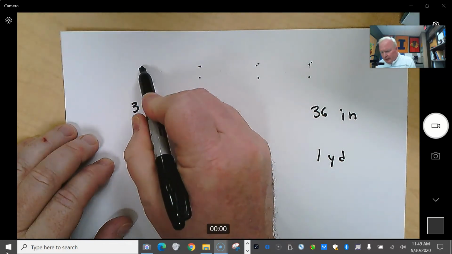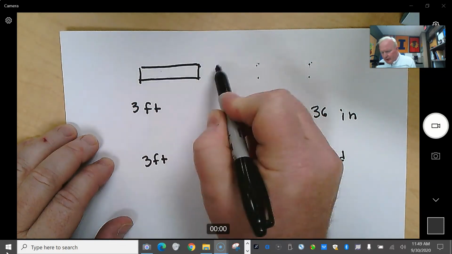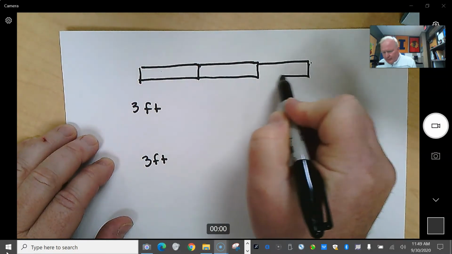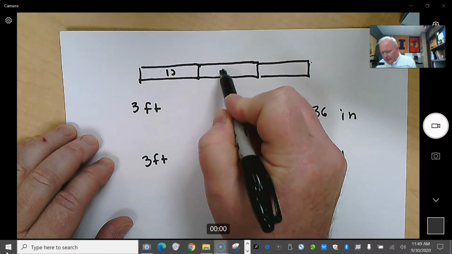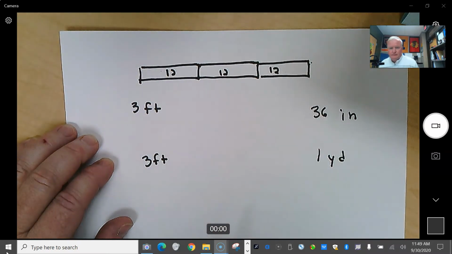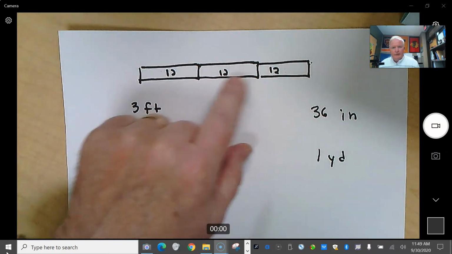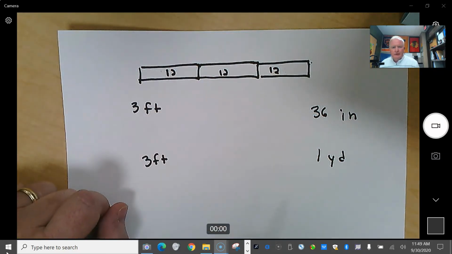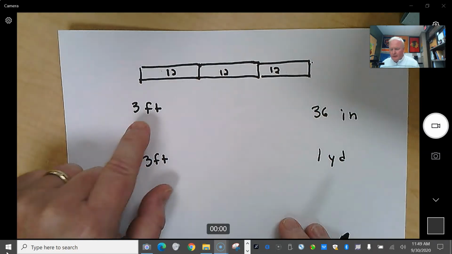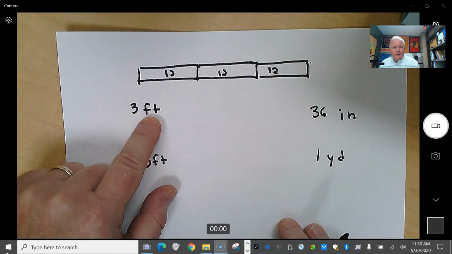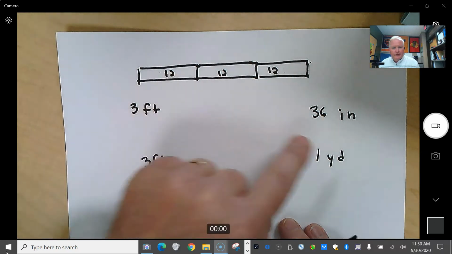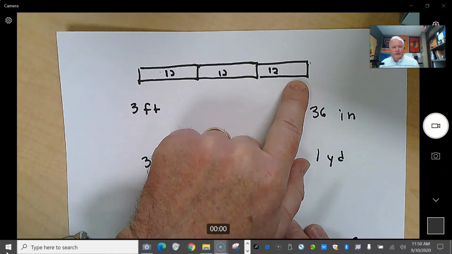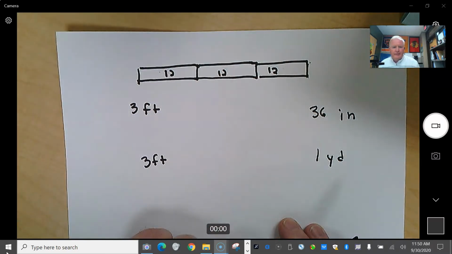What if we were to draw that out? So here I'm going to draw 3 boxes, right? And we have 12, 12, and 12, right? Well, we have 1 foot, 1 foot, 1 foot, right? We know that that's 12 inches, 12 inches, 12 inches. And so in our head, we're like, oh, I know I just have to take 3 feet, and I know there's 12 inches in every foot, and that makes 36. Right? And that's what 36 inches looks like. It looks like 3 rulers back to back.